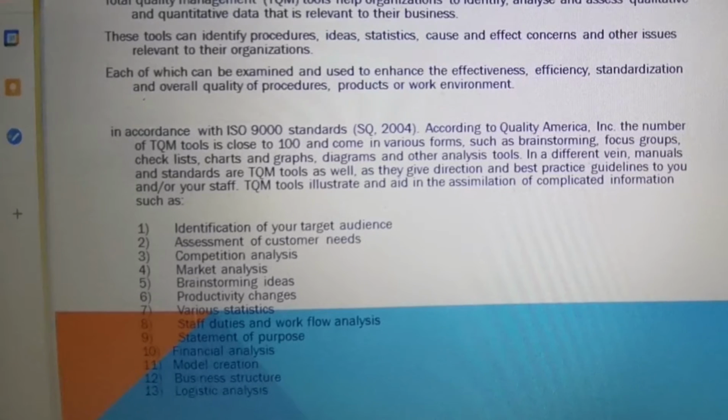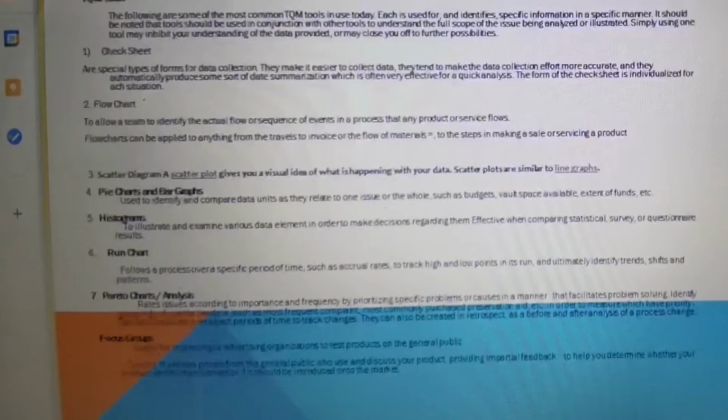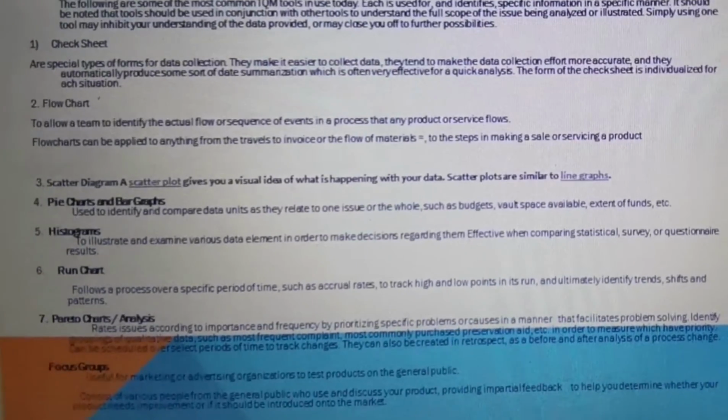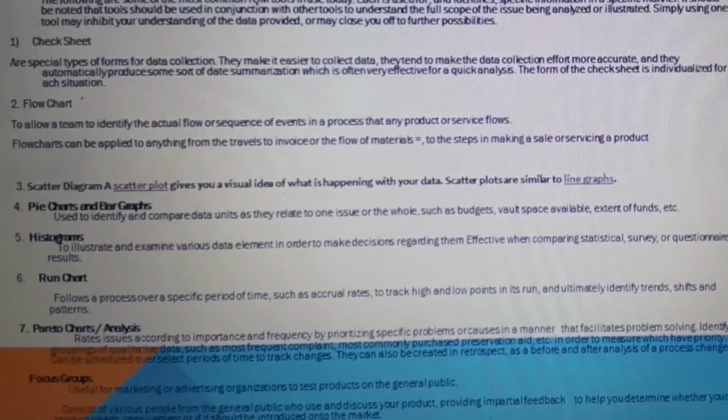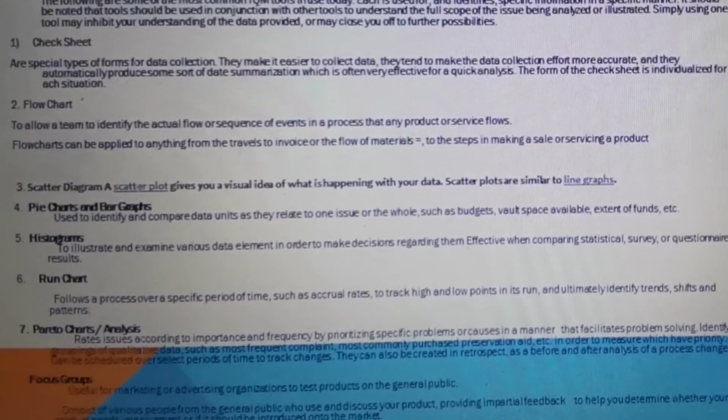Okay, so let us proceed to the tools. The following tools are some of the most common tools used in today's business performance or business analysis. They are used to identify specific information in a specific manner, and the tools may also inhibit different understanding of the data provided. Okay, so let us have first the check sheet.